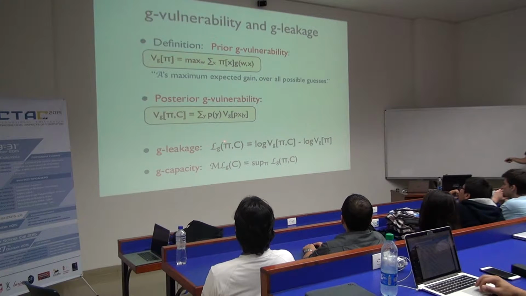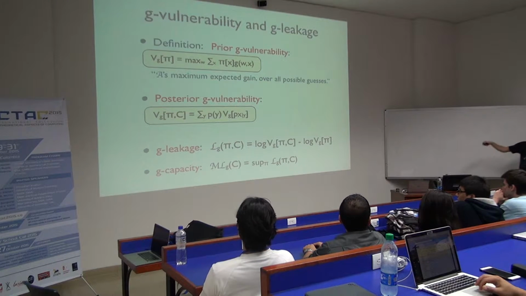And then the g-leakage is produced by first putting the log to convert this vulnerability into an entropy-like measure. Vulnerability is like this: the lower it is, the better it is for us, so the worse for the attacker. Entropies work the other way. So we take the log to make it look like an uncertainty, and then we subtract one from the other to measure leakage. All right.